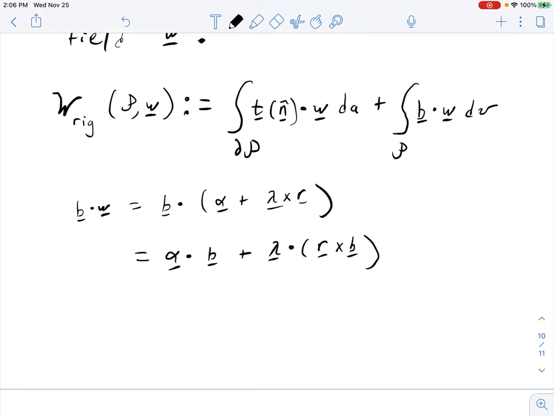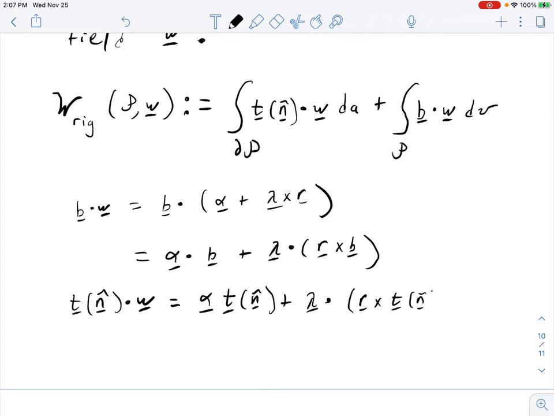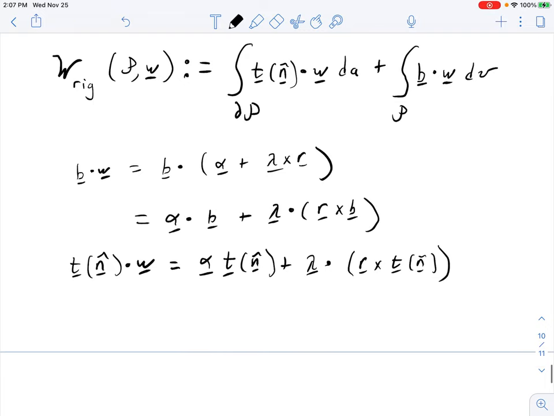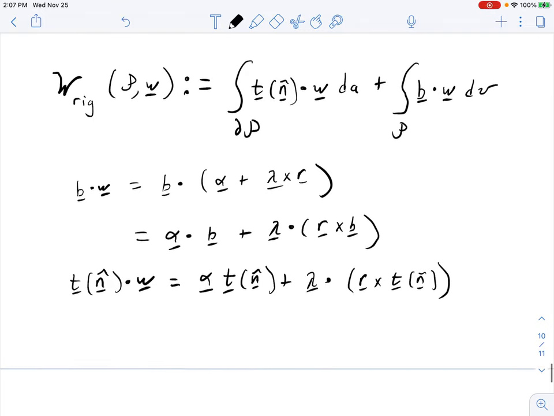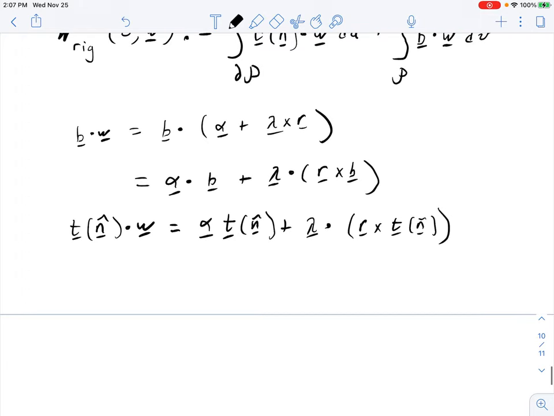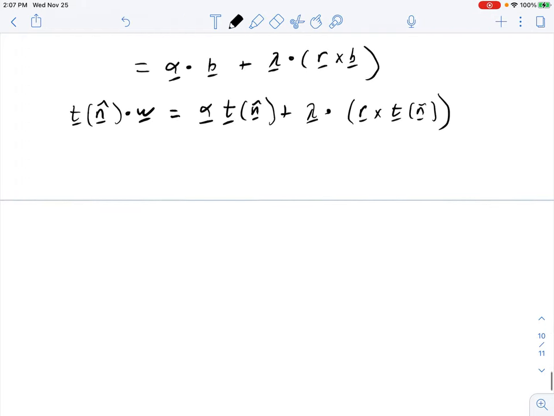And we have that T of N hat dot W is equal to alpha dot T of N plus lambda dot R cross T of N. All right, so then the virtual work by this rigid velocity field is going to look like this.